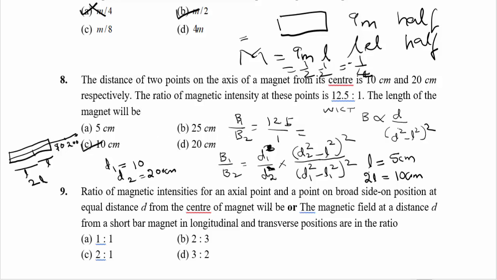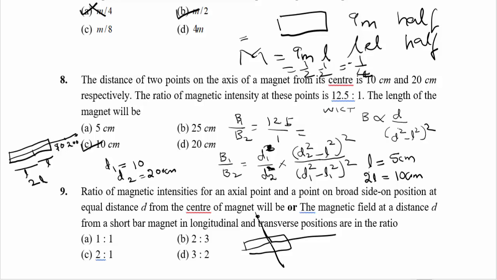Next question, the ninth question: the ratio of magnetic intensities for an axial point and a point on broadside-on position at a distance d from the center of the magnet will be, or the magnetic field at a distance d from a short bar magnet in longitudinal and transverse positions. If you take a bar magnet, this is end-on position, this is broadside-on position.